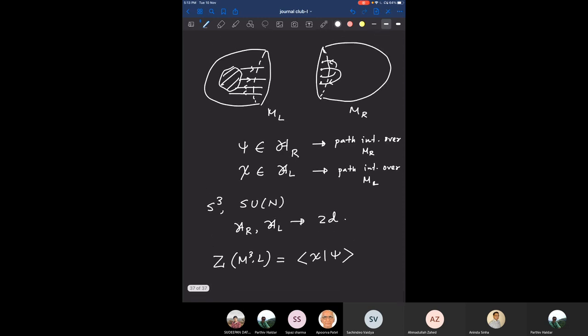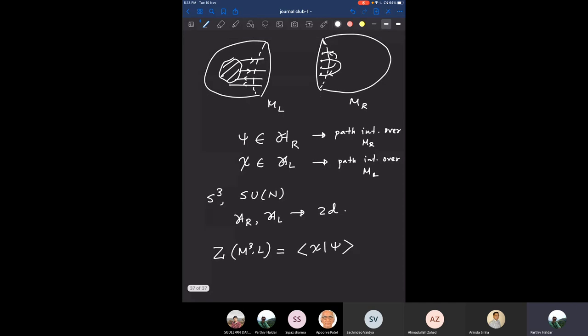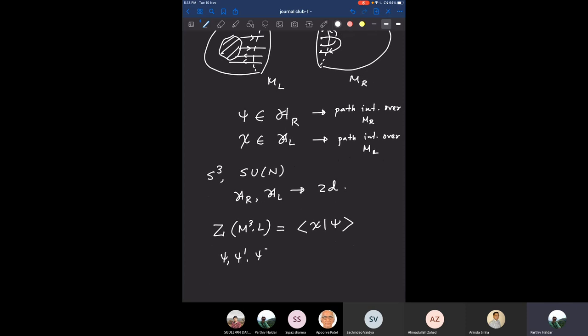Now, we do not know psi and we do not know chi, so we can't evaluate Z of M3L. But what we can do is this: since it's a two-dimensional Hilbert space, any three vectors in this two-dimensional vector space will be linearly dependent. Suppose psi1, psi2 belong to HR. So there exist alpha, beta, gamma belonging to C, not all zero, such that the combination is zero. So this kind of relationship will be important for our next analysis.